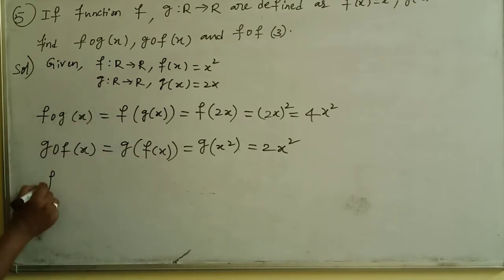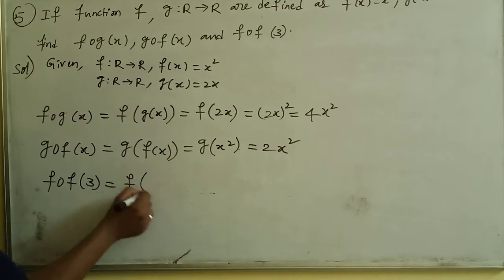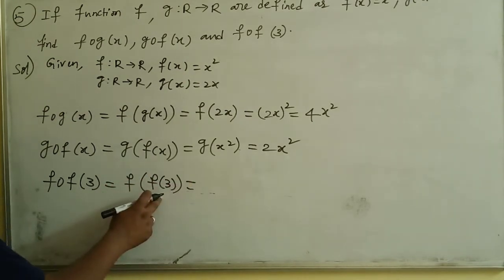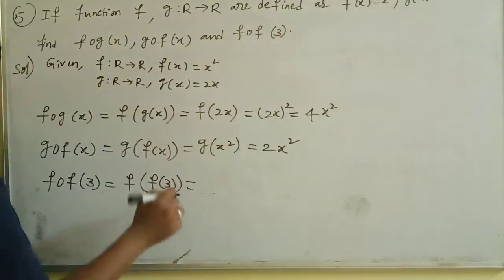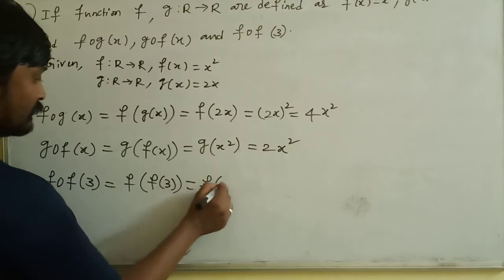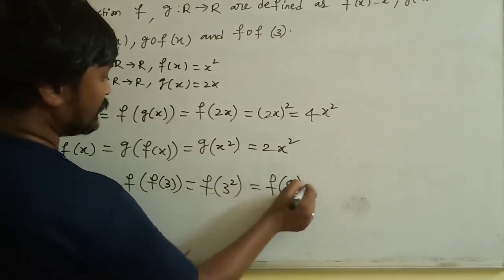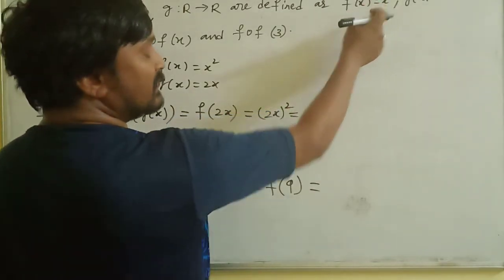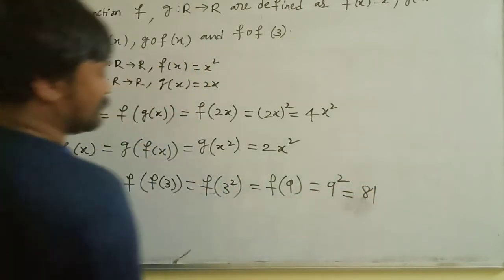And let's move on to f circle f of 3. So f of 3 is nothing but, f of x is x square, so f of 3 means 3 square. So f of 3 square is nothing but f of 9. So f of 9 is nothing but, wherever x is there keep 9, 9 square. So 9 square is nothing but 81.